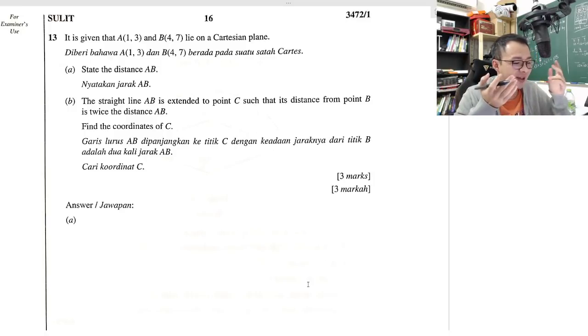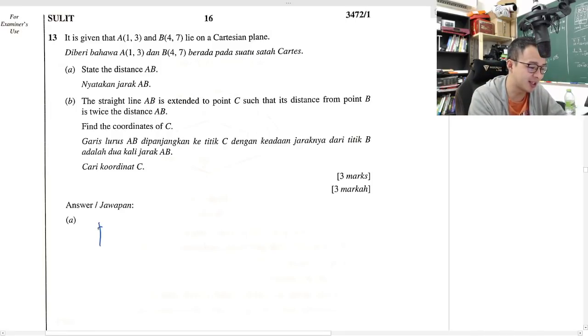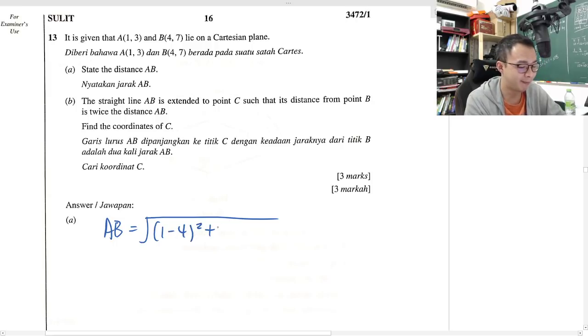Alright, it's given that A and B lie on a Cartesian plane. Okay, this is a bonus mark now. They ask about the distance of AB. So distance of AB, I just use the distance formula. 1 minus 4 squared plus 3 minus 7 squared. So this is 9, 9 plus 16 is 25. So the answer should be 5.